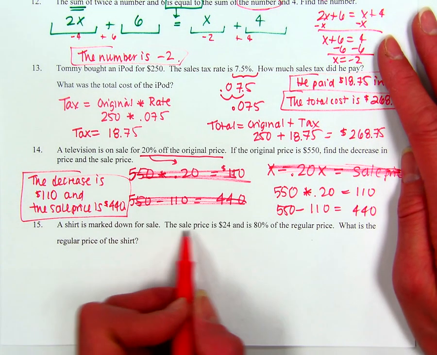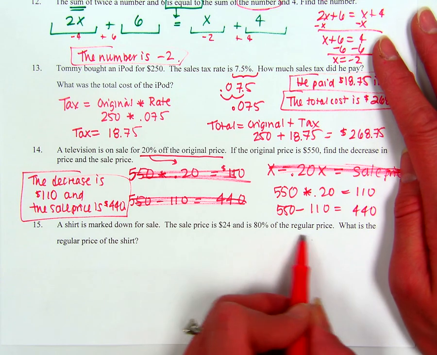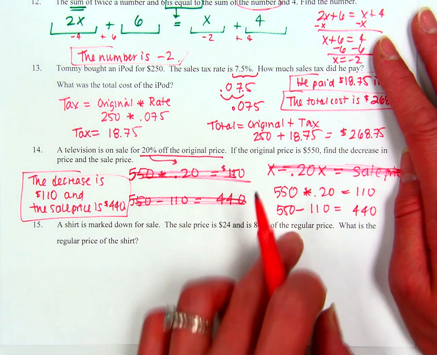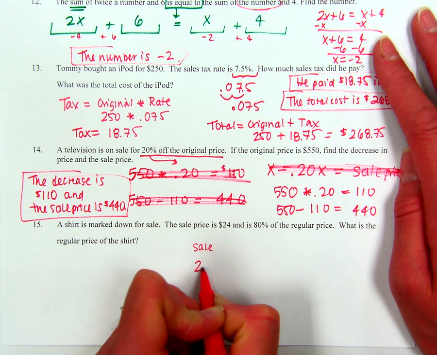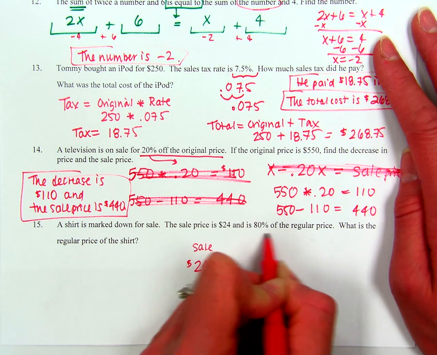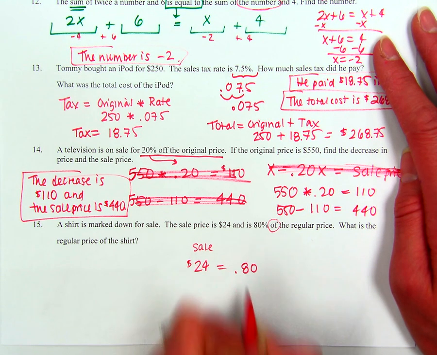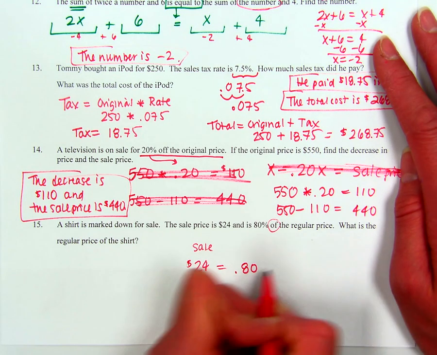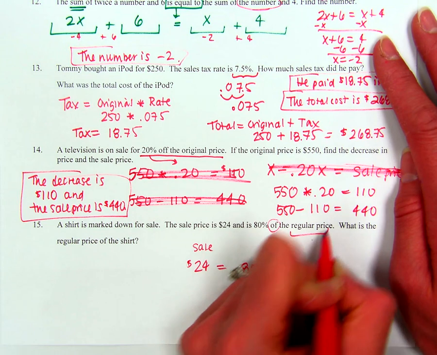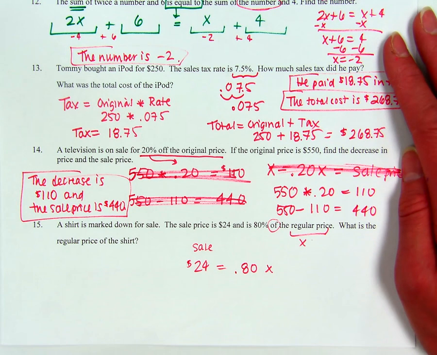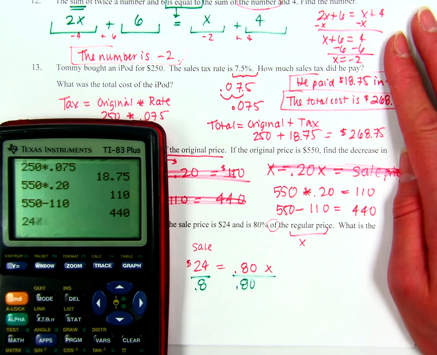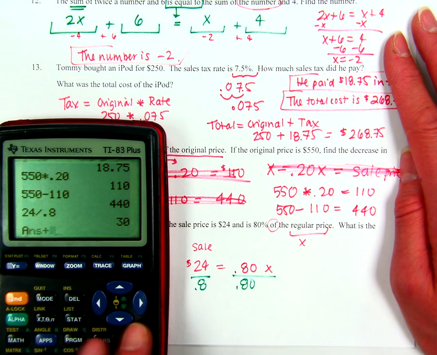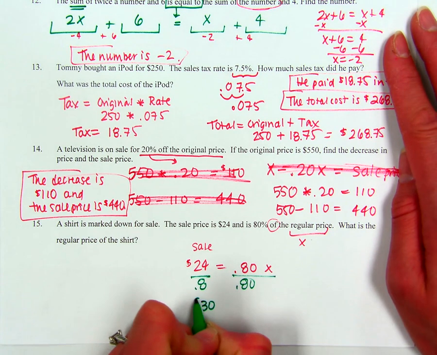A shirt is marked down for sale. The sale price is $24 and is 80% of the regular price. So I was thinking of this problem. So our sale price is $24. It is 80% of the original price. So 80% is 0.80 times the regular price. So let's call our regular price X. All right, what's the regular price of the t-shirt? So here's our equation. If we're going to solve, we divide by 0.8. So if you do 24 divided by 0.8, you get $30. So X is equal to $30.